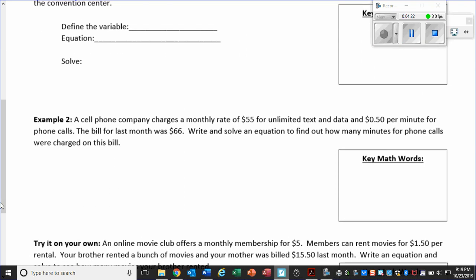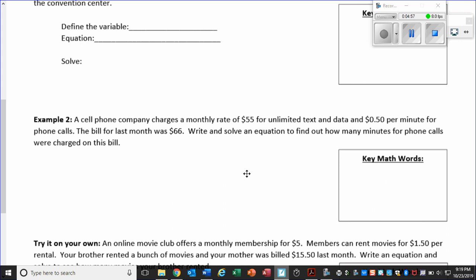Moving on to example 2. I'm going to read it first. A cell phone company charges a monthly rate of $55 for unlimited text and data, and 50 cents per minute for phone calls. The bill for last month was $66. Write and solve an equation to find out how many minutes for phone calls were charged on this bill. Now, if you notice, it doesn't have the same things like it did in the last problem. We need to do the defining variable, equation, and solving no matter what. We should always be doing those 3 steps. Okay?